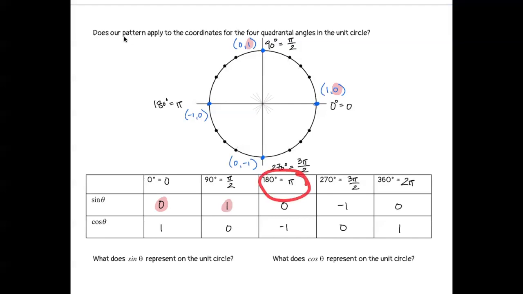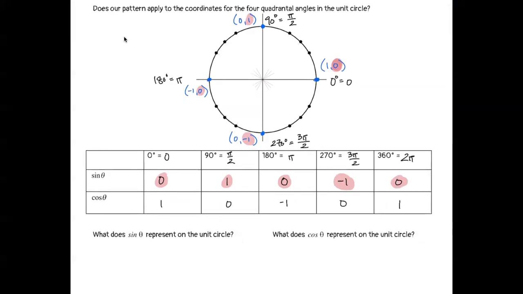Okay, well, let's keep going to make sure that this pattern is valid. Sine of pi is 0. And if I go to pi, the y value is 0. All right. If I go to 3 pi over 2, is the y value -1? Sure is. And if I get back to 2 pi, is that y value 0? Yes, it is.